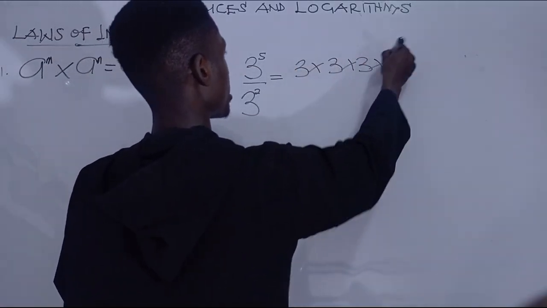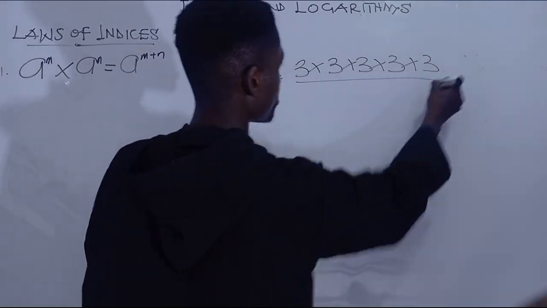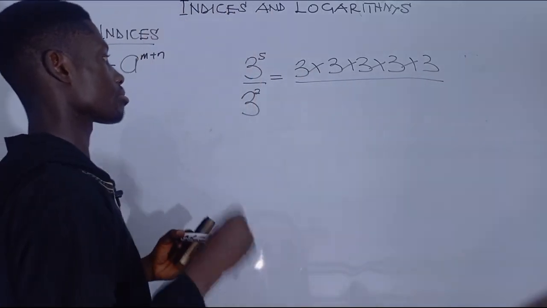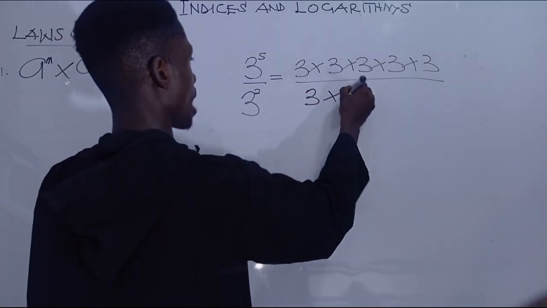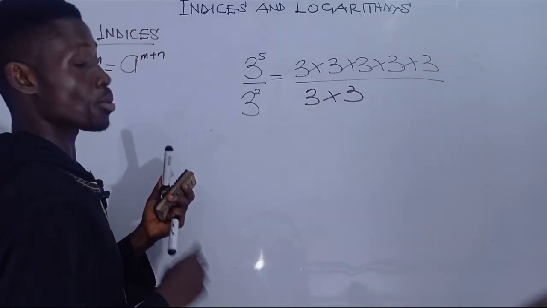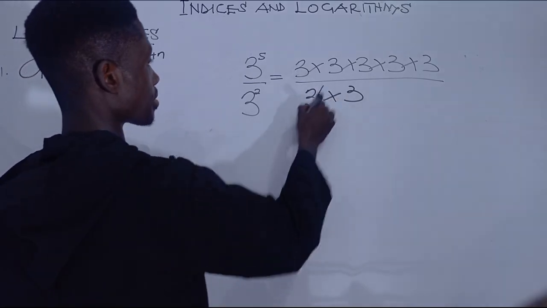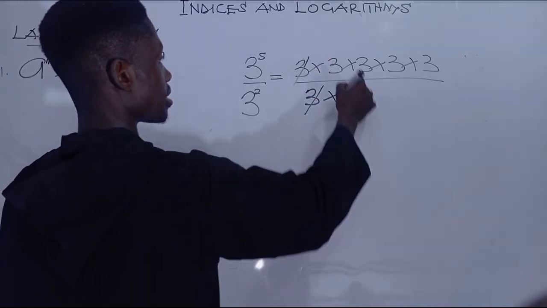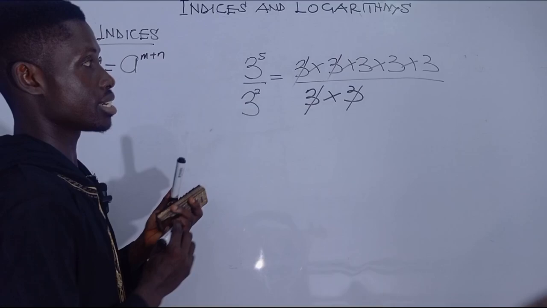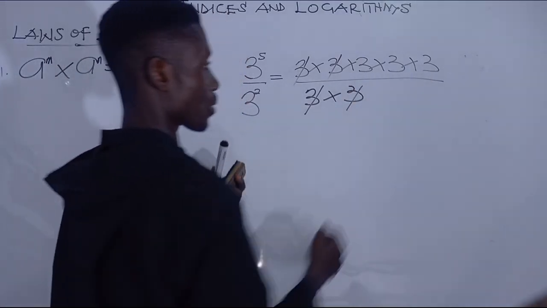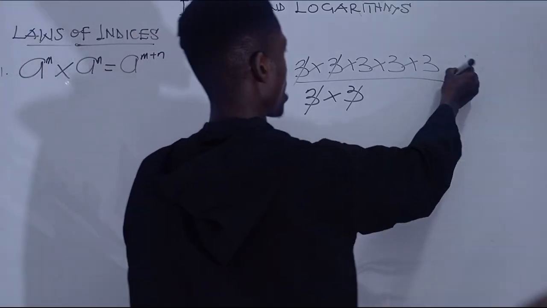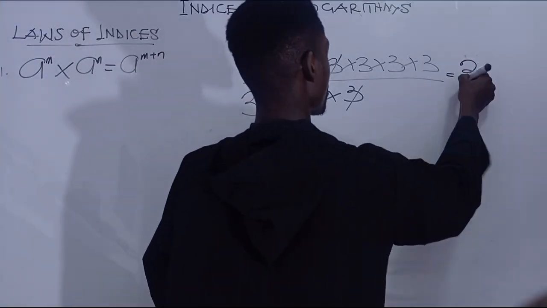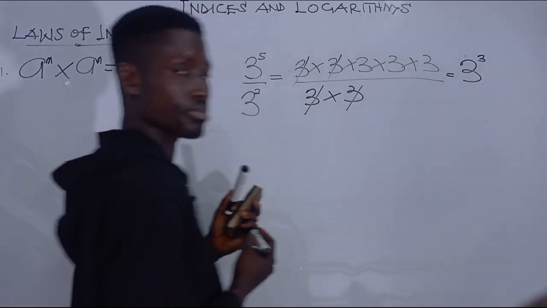3 times 3 times 3 times 3 times 3, we have our division sign, and this means 3 times 3. Now we want to simplify. So we can see that this 3 can cancel this 3, can cancel this 3. Now we want to write the remaining 3s in index notation form. So we can write this as 3 raised to the power 3.